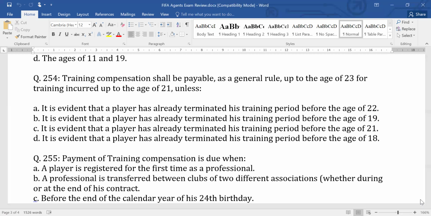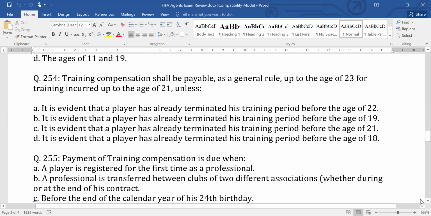254. The training compensation shall be payable as a general rule up to the age of 23 for training incurred up to the age of 21, just as I said before. So, as a general rule, they will always pay. So, for example, if a player joined a club and he moved from one club to another within the age of 23, all the clubs that have been training him, if they have not received training compensation before, they will be paid. Okay. So the options are available.